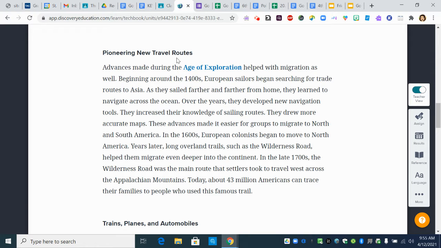Pioneering new travel routes. Advances made during the Age of Exploration helped with migration as well. Beginning around the 1400s, European sailors began searching for trade routes to Asia.